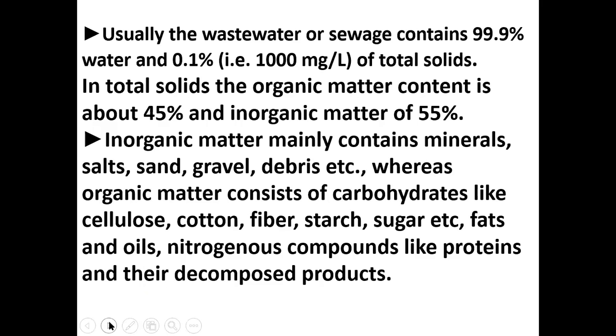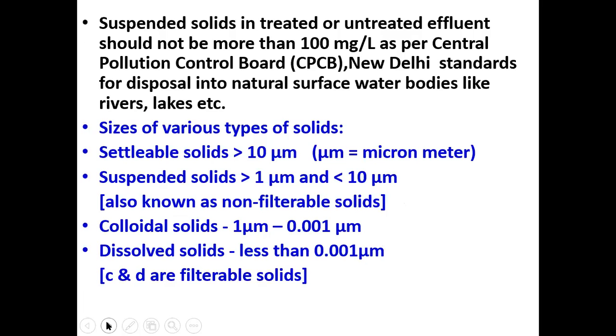Basically, the inorganic solids in the wastewater contain minerals, salt, sand, gravel, debris. They are not degradable in nature, so those are called inorganic solids. Whereas the organic matter consists of carbohydrates like cellulose, cotton, fiber, starch, sugar, fats, oils, nitrogenous compounds, sometimes proteins and other decomposable matter. So the solids are divided into two types, organic as well as inorganic. Organic gets degraded, inorganic will not degrade.